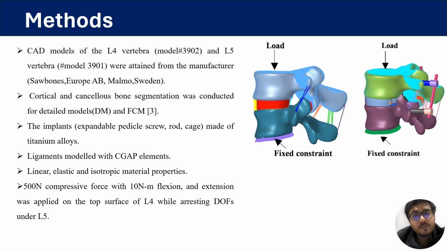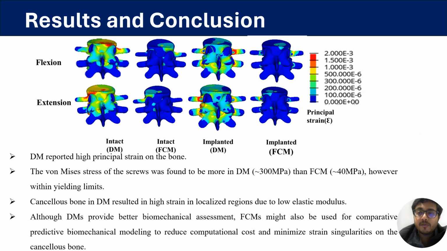Two different types of anatomical models were considered, one with a detailed material modeling of bone and another a full cortical model. Material models were chosen to be linear, elastic, isotropic. Ligaments were modeled as CGAP elements. 500 Newton compression with 10 Newton meter flexion and extension separately was applied on the superior bony end plate of L4 while arresting the degrees of freedom on the inferior end plate of L5.